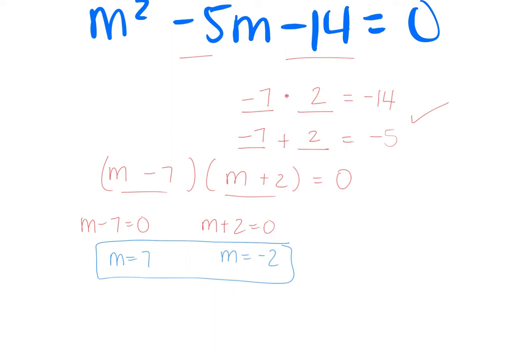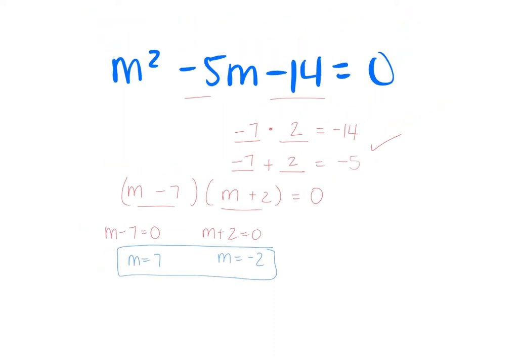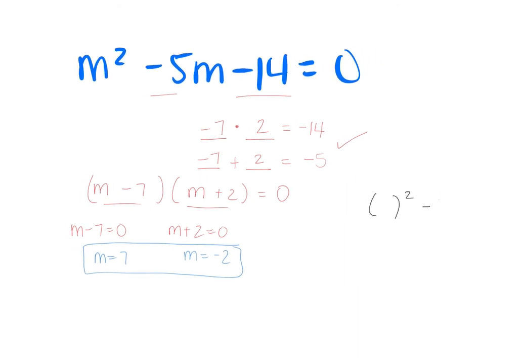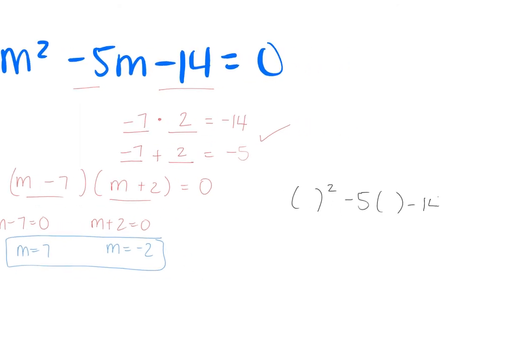All right, we're going to check one. Isabella, you want to check negative 2 or 7? Put the pressure on me. Pick the smaller one. Okay, we're going to pick negative 2. Okay, good choice. All right, so we're going to plug in wherever I see an m, a negative 2. So something squared minus 5 times something minus 14 equals 0. Everywhere we see m, we plug in negative 2.